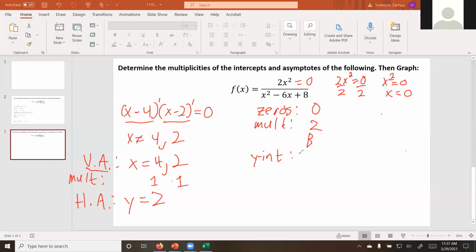Y-intercept. How do I find it? Would you say x is 0? Yep. So to find my y-intercept, I plug in 0 for x everywhere. So 2 times 0 squared over 0 squared minus 6 times 0 plus 8. Sometimes we have to do a little bit of arithmetic. In this case, it's actually pretty easy, right? 2 times 0 squared is 0. On the bottom, we have 0 minus 0 plus 8. So it's just 0.